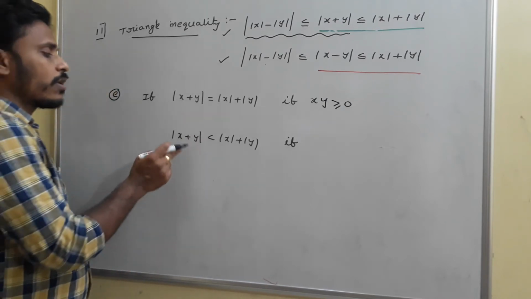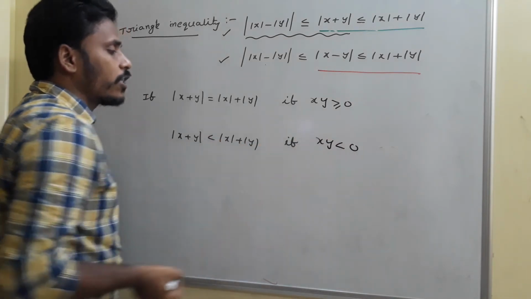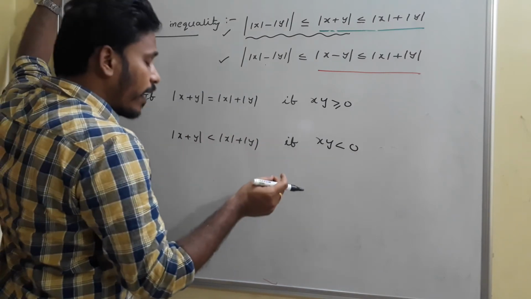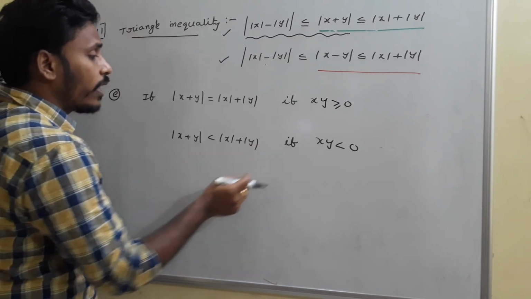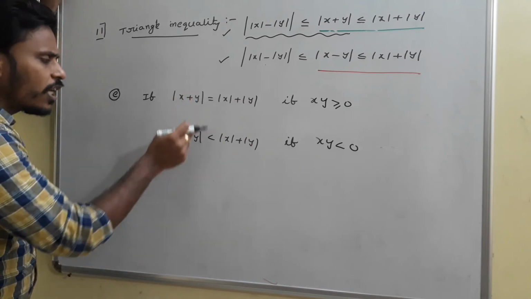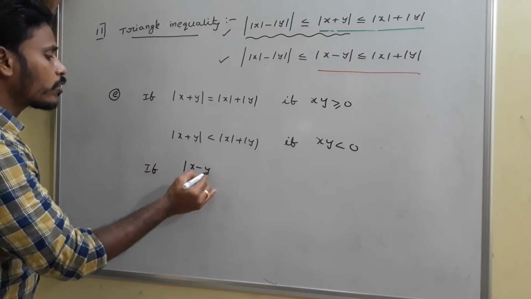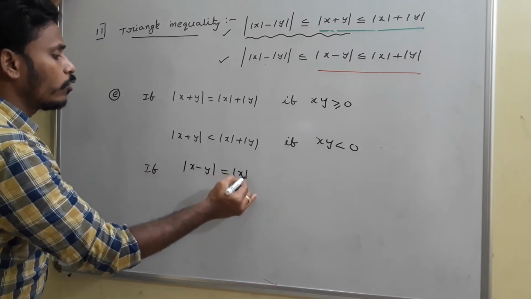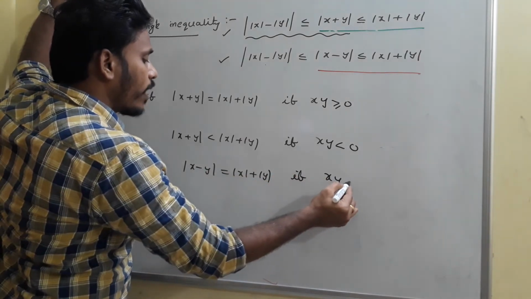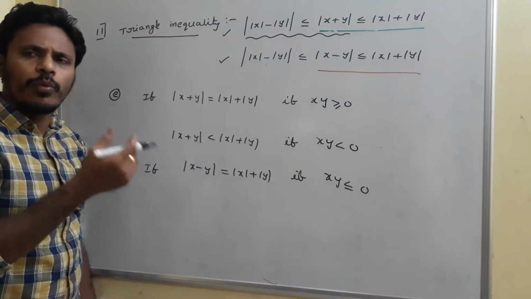Whereas coming to this, |x + y| is less than |x| + |y|, it is automatically true if x·y is less than 0. Just observe it. If you need, take some numbers in the place of x and y such that x·y is negative in one case and x·y is positive in the other. Easily you will verify these two. And the second statement, |x − y| = |x| + |y|, holds if x·y is less than or equal to 0. Otherwise it is not. Just go with some examples.